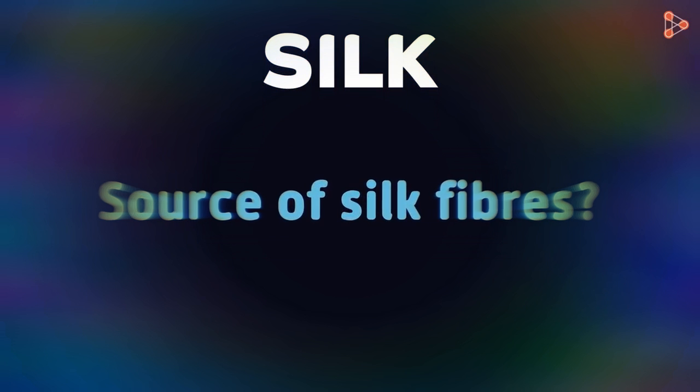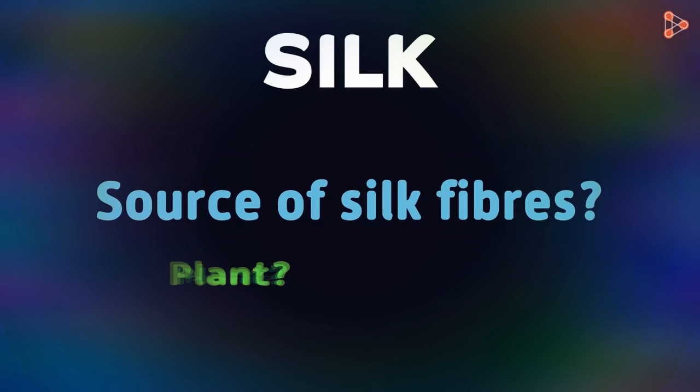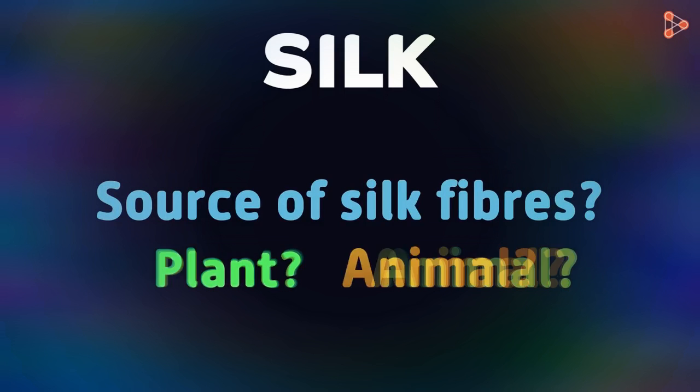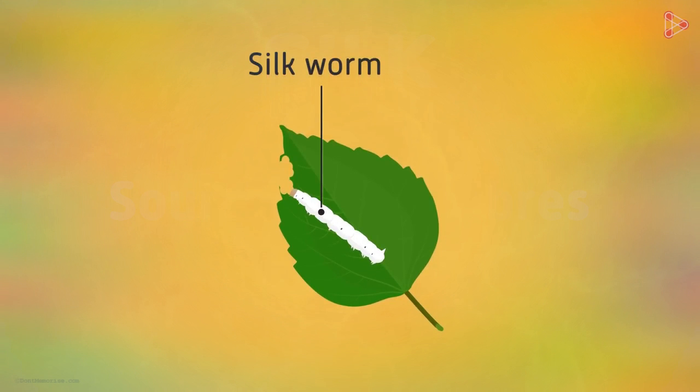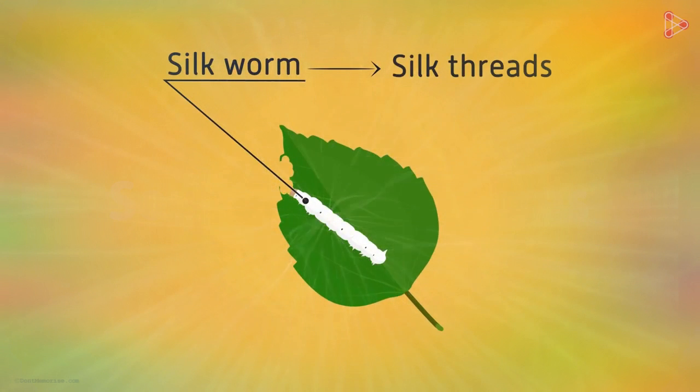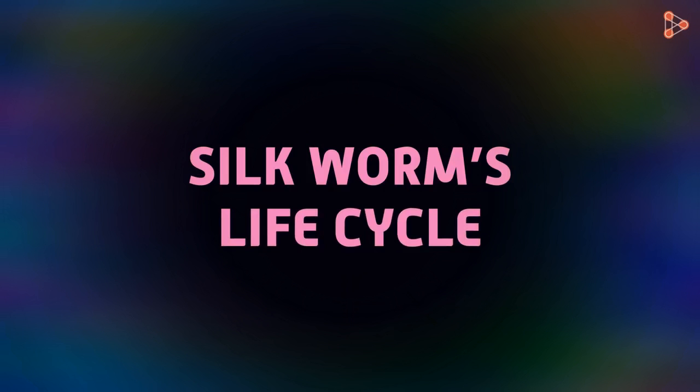Let us now understand what silk is and how the fibers are obtained. To start with, can you tell me the source of silk fibers? Is it a plant or any animal? It's an animal. This small worm called a silkworm gives us silk threads. But how can we get threads from such tiny creatures? And how many threads can this little one give us? Let's get to know the complete process by understanding the silkworm's life cycle.